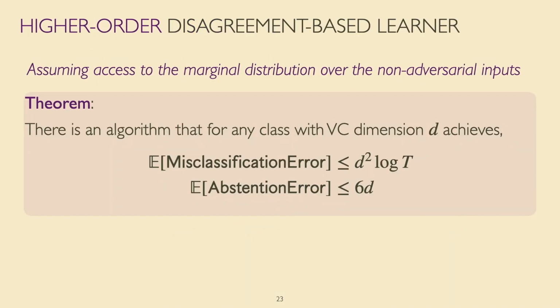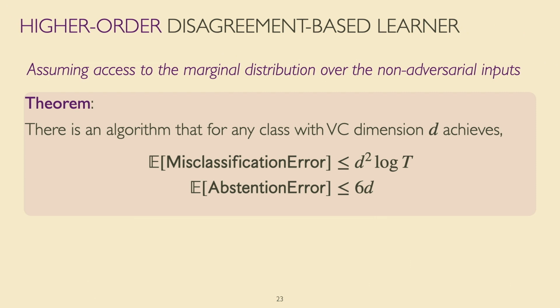So now I'm ready to present the main results that we have. This is the first result. This is assuming access to the marginal distribution, so this requires knowing what the marginal distribution is, so knowing what D is. What we can show is that for any class that has VC dimension D, you can achieve the following guarantee.